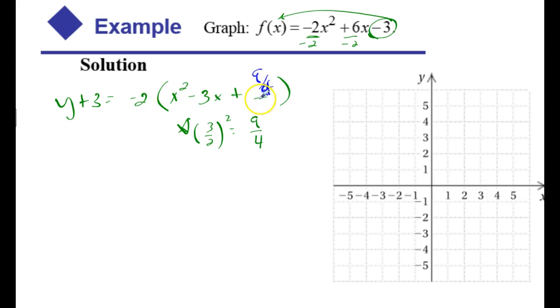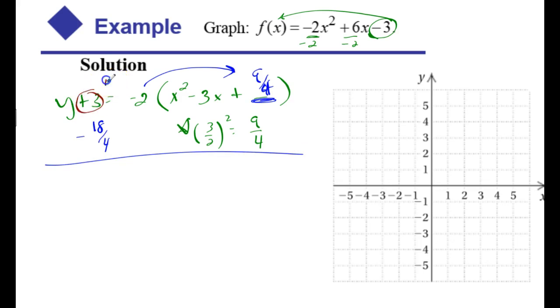I didn't add just a total weight of 9/4 on this. I actually added -2 times 9/4, which is -18/4 to both sides. So this 3 is really 12/4, and 12/4 take away 18/4 is -6/4. So y minus 6/4 is equal to -2. I'll complete the square over here.